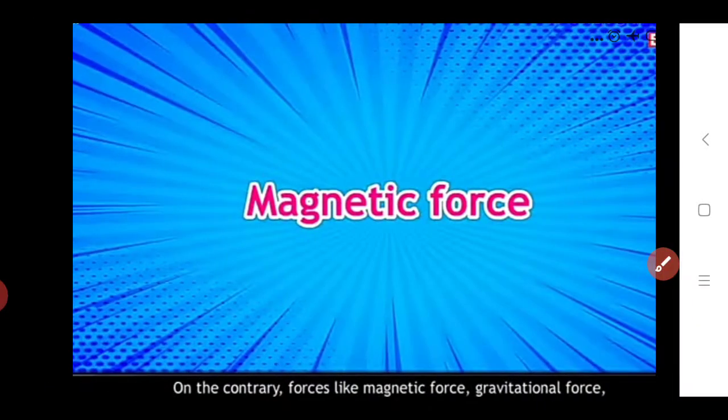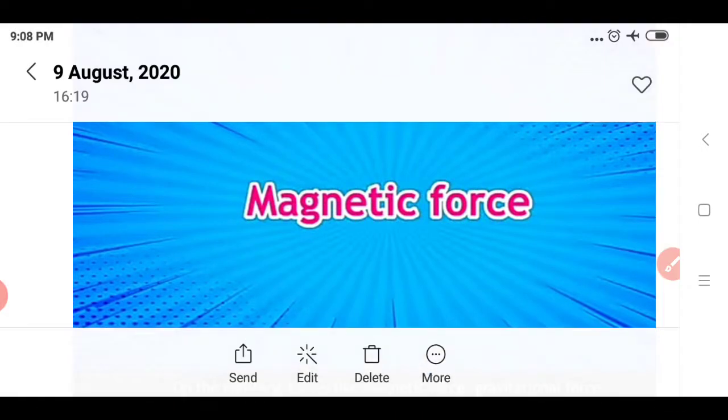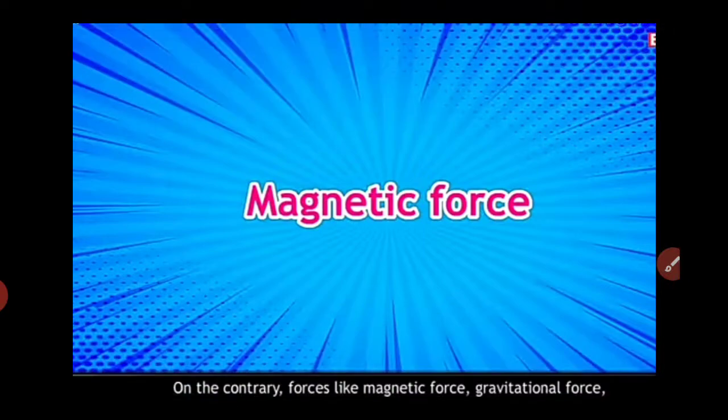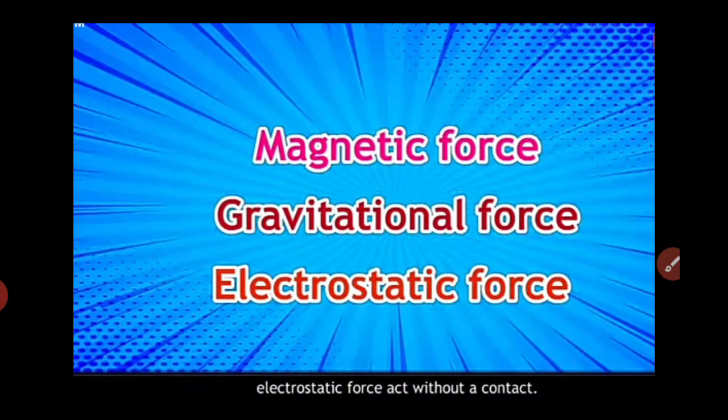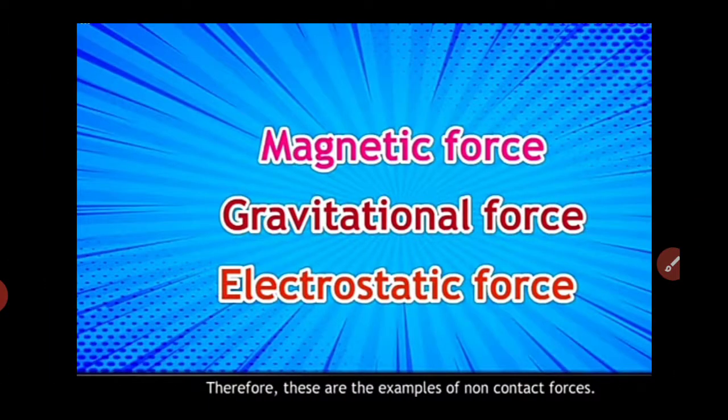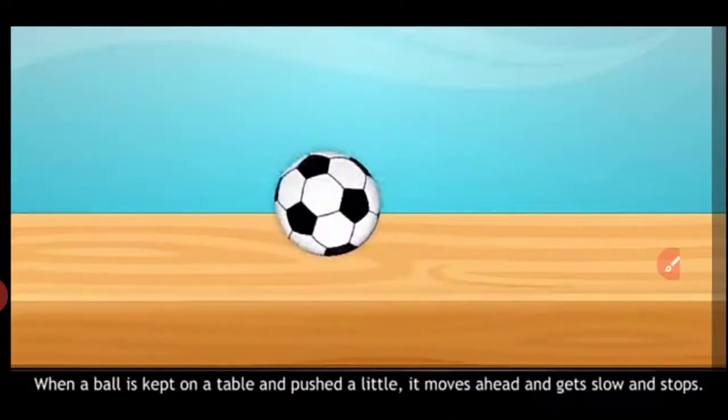So here the examples of non-contact forces are forces like magnetic force, gravitational force and electrostatic force. All these forces act on the objects, but when these forces act, the objects are not in contact with one another. Due to this we say that these are examples of non-contact forces. Also we see some examples of another type of force.